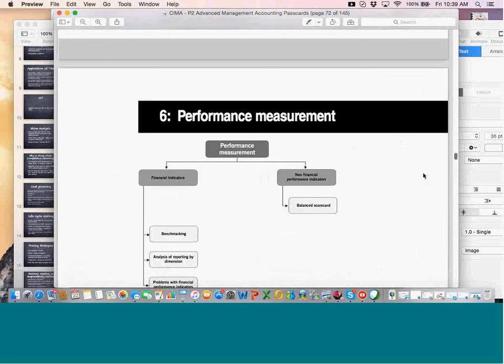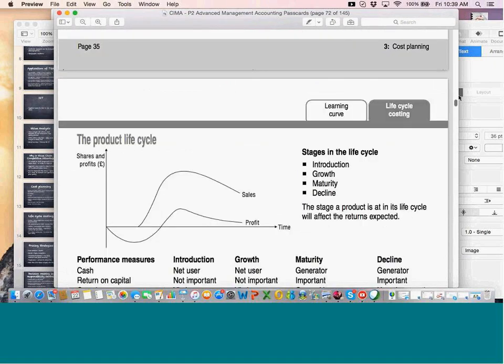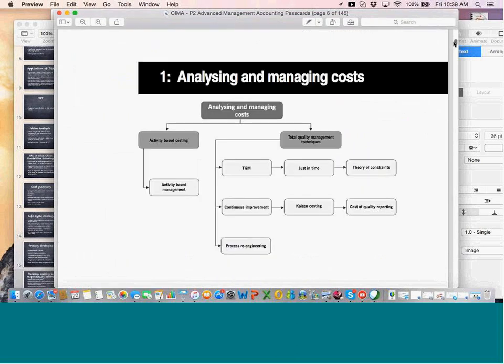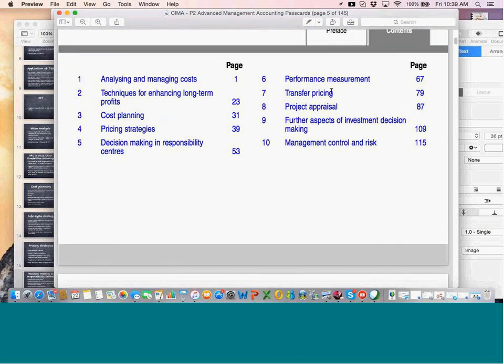Right, performance measurement. So look at 6 and 7, performance measurement and transfer pricing. These two are pretty good ones, actually. Okay. Tomorrow, let's go to performance measurement and transfer pricing.